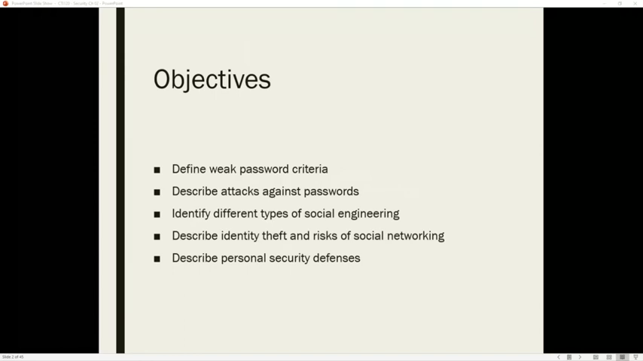So we're going to talk about weak password criteria, how we define a password as being strong or weak, and ways we can help to mitigate that for ourselves. We're going to describe some attacks that may be committed against passwords that could be used to try and either riddle out what they are or circumvent them entirely. We're going to look at different types of social engineering, basically using psychological means to try and get information out of people that would allow you to decipher their password or, again, circumvent it. Describing identity theft and the risks of social networking, and some personal security defenses.